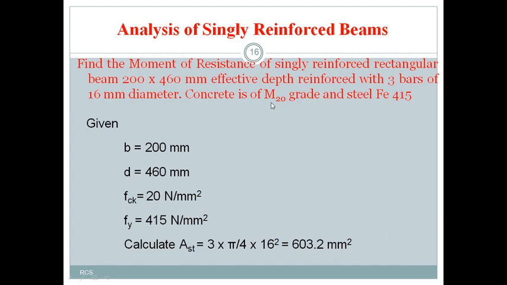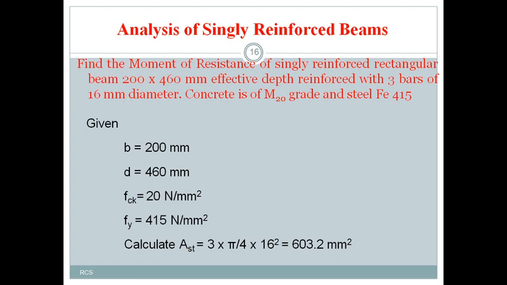The grade of concrete is M20, for which the characteristic compressive strength of the concrete is 20 Newton per mm square, and the grade of steel given is Fe415, so the yield strength of that steel is 415 Newton per mm square. These are the given data, and it is also given that there are 3 bars of 16 mm diameter. From this we can calculate the area of tension steel. So how do we calculate this area of tension steel?